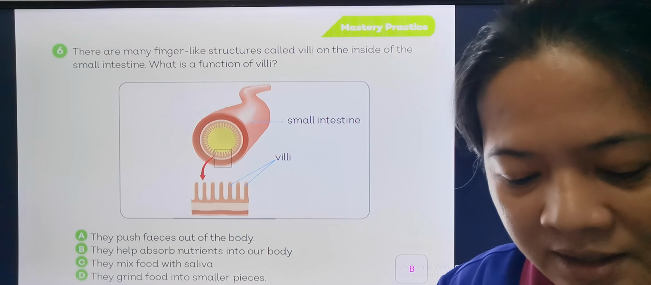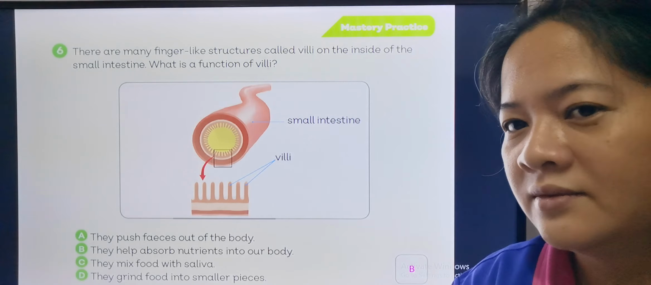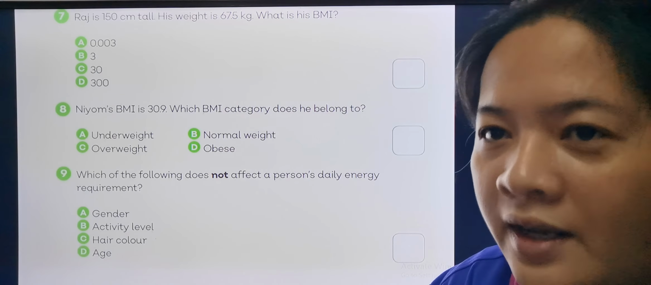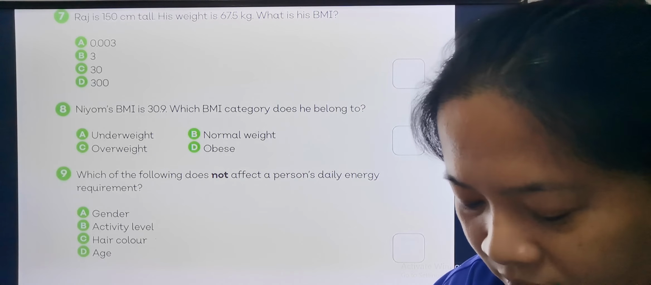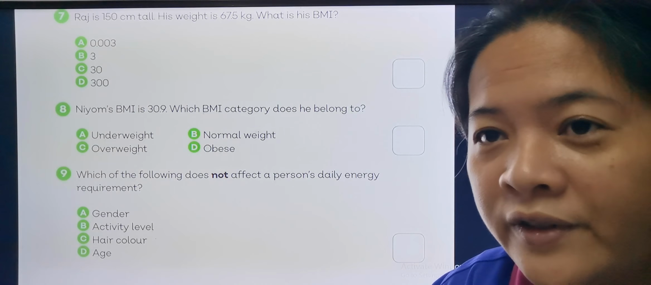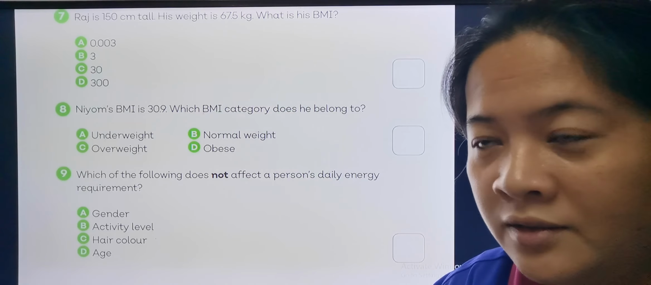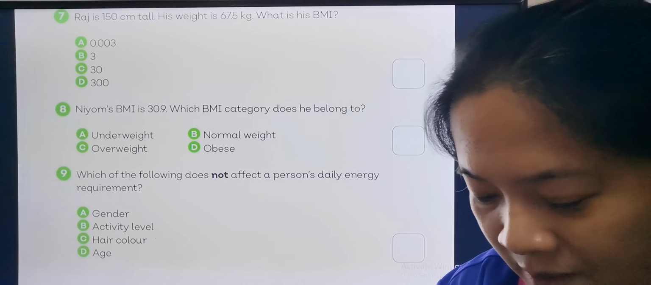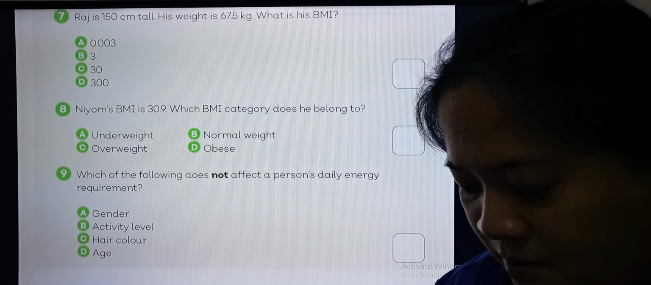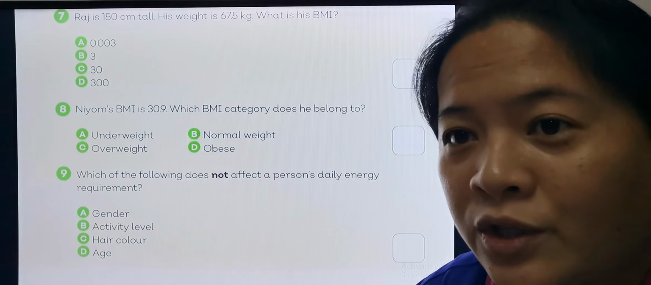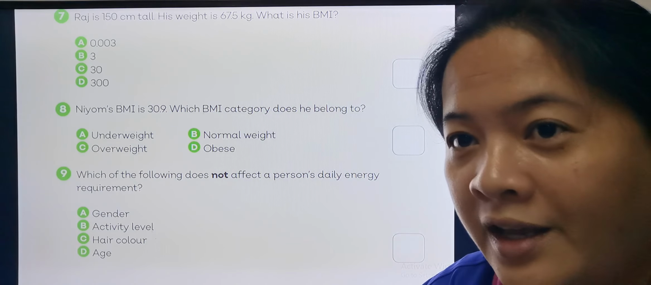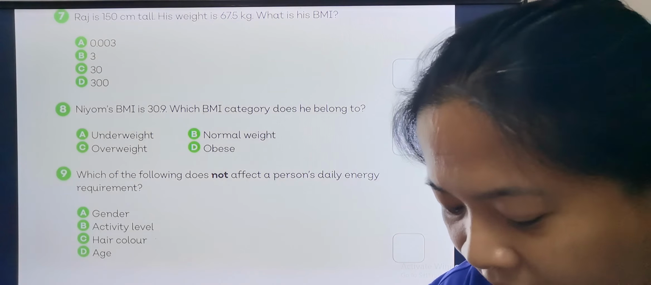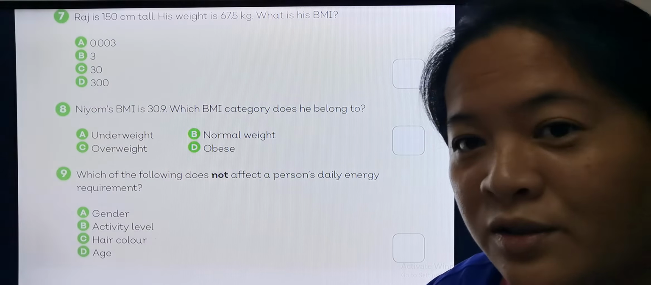That's number 6. Next, number 7, okay? Raj is 150 centimeters tall. His weight is 67.5 kilograms. What is his BMI? For this one, I want you to answer by yourself, okay? Number 7, number 8, and number 9, you answer by yourself.